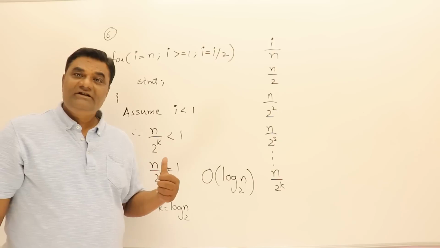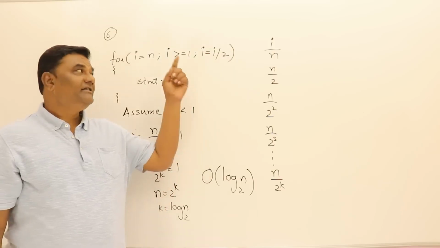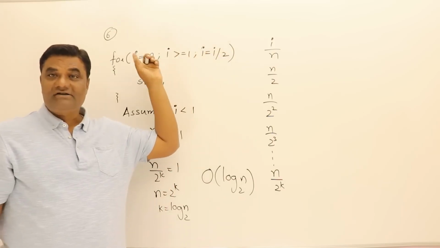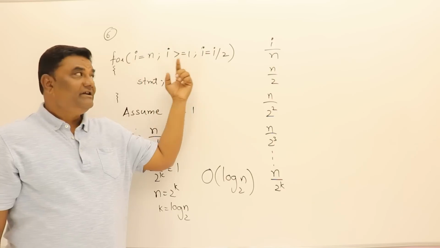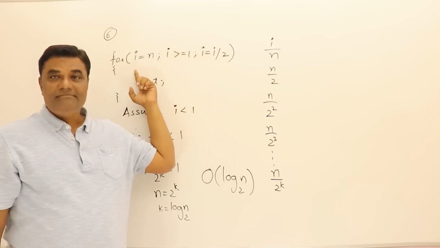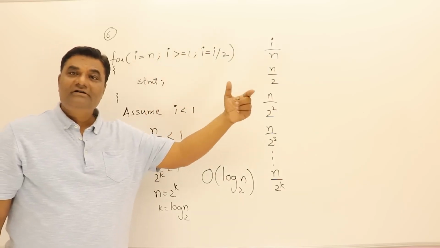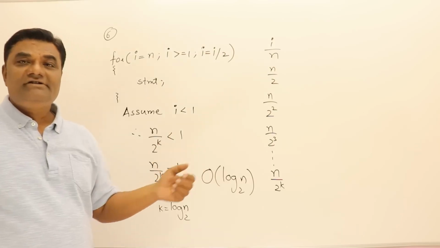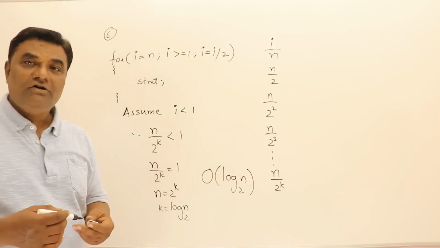The previous one, in the 6th example, I showed you that it was multiplying every time and starting from 1. Now this is dividing every time, starting from n, and up to 1 it is reaching. So it's order of log n.